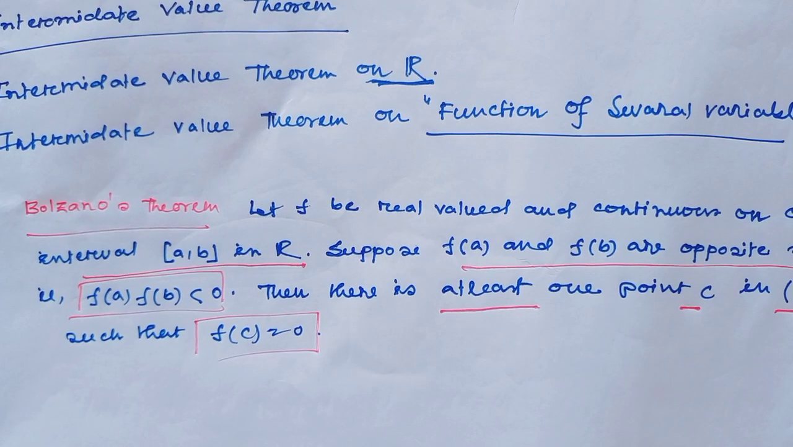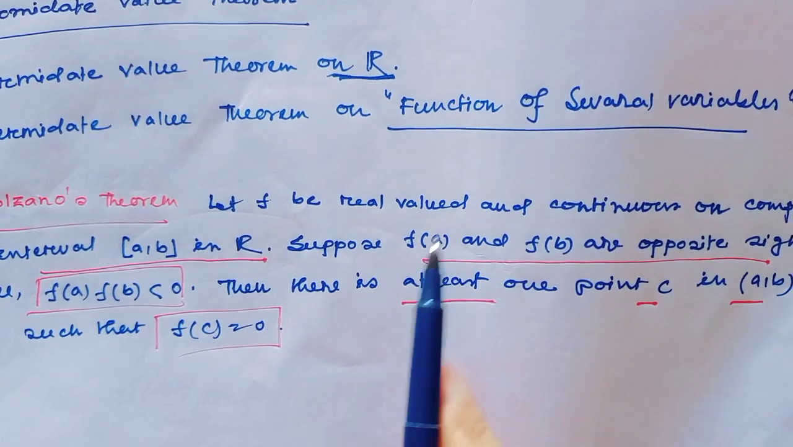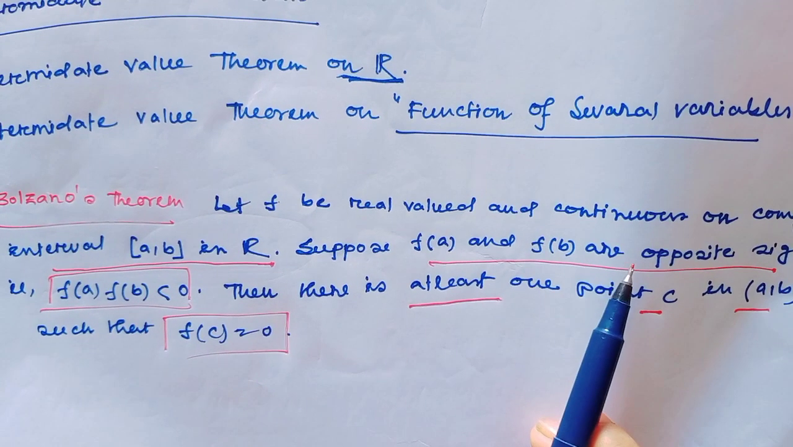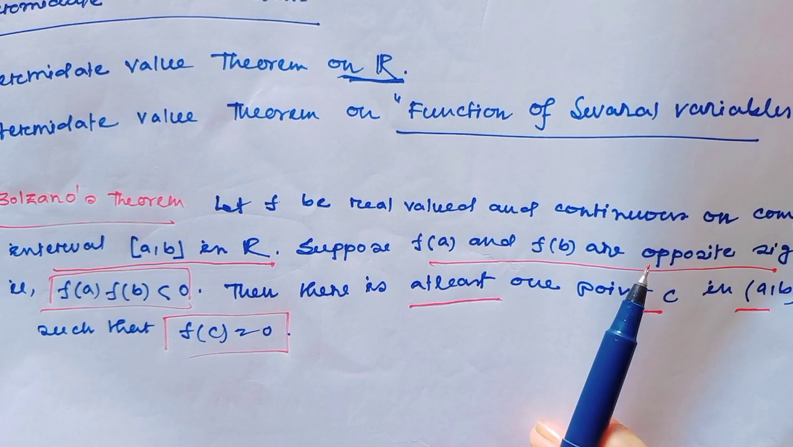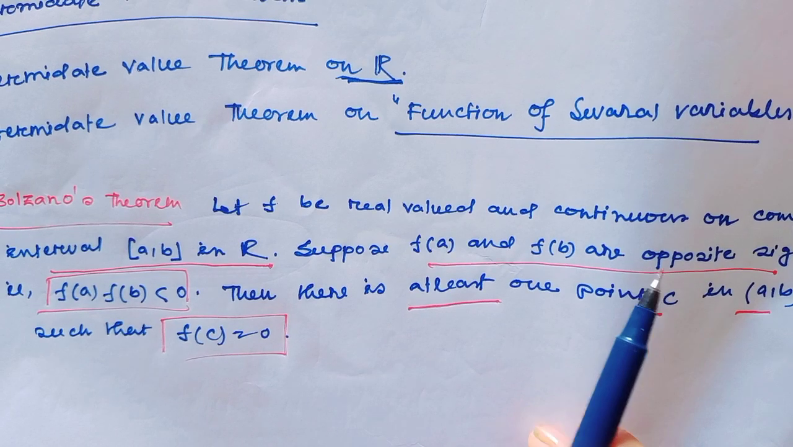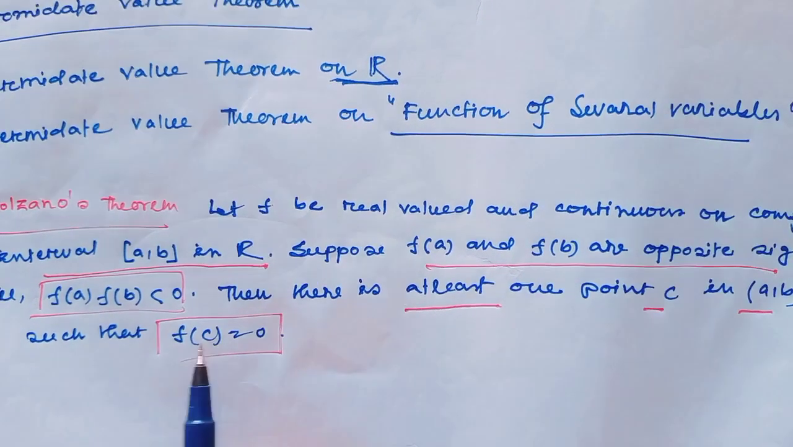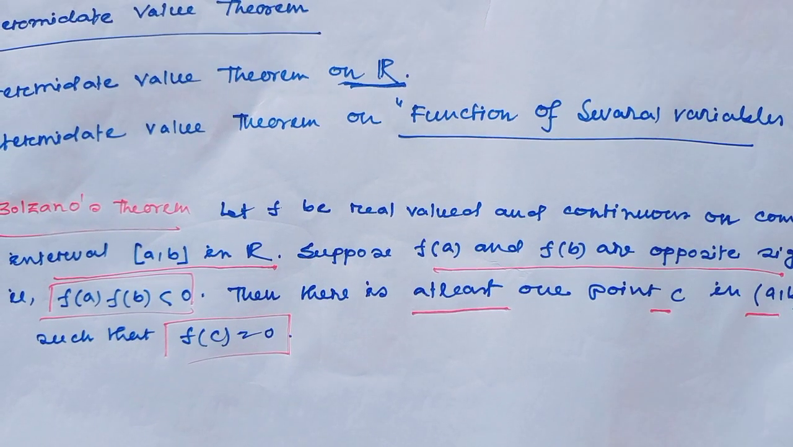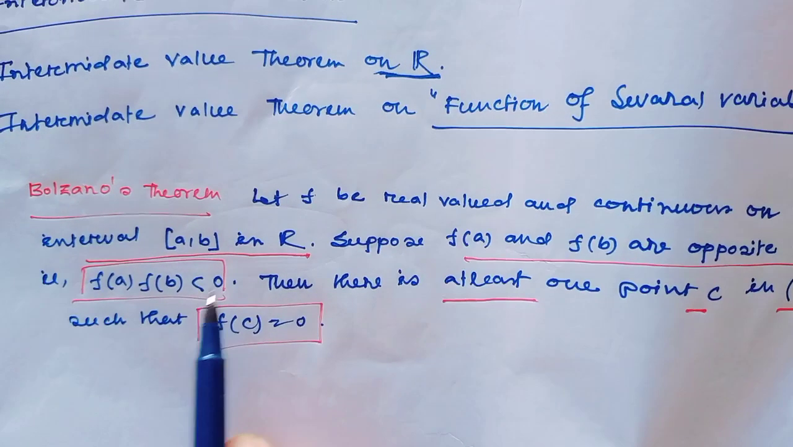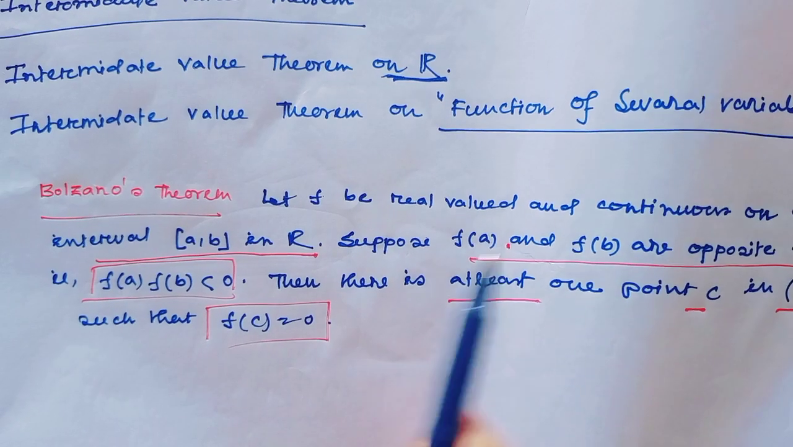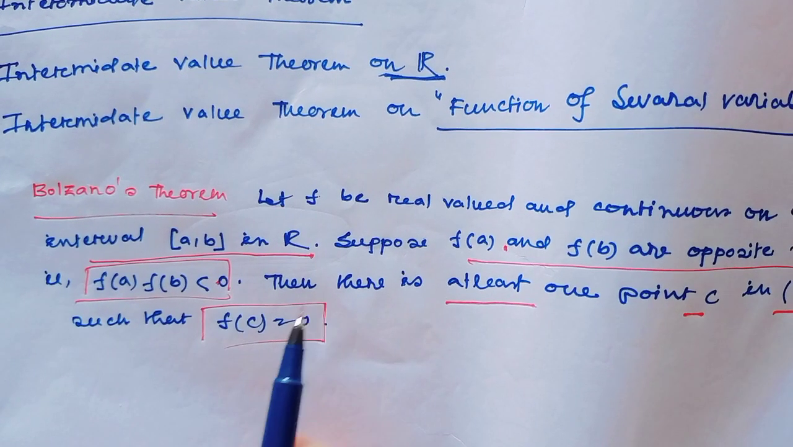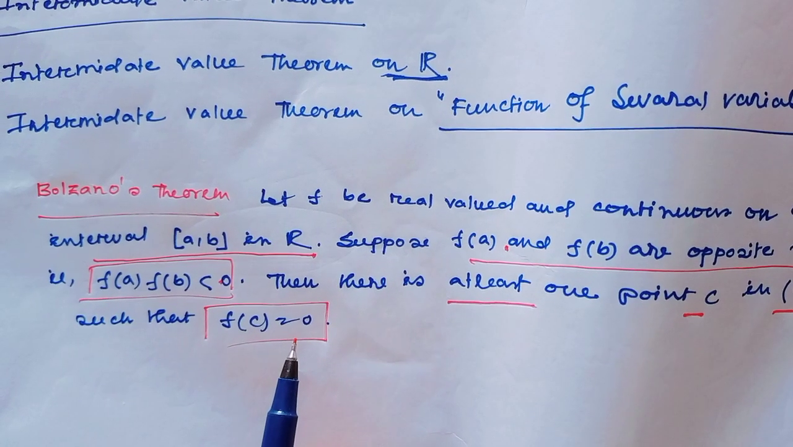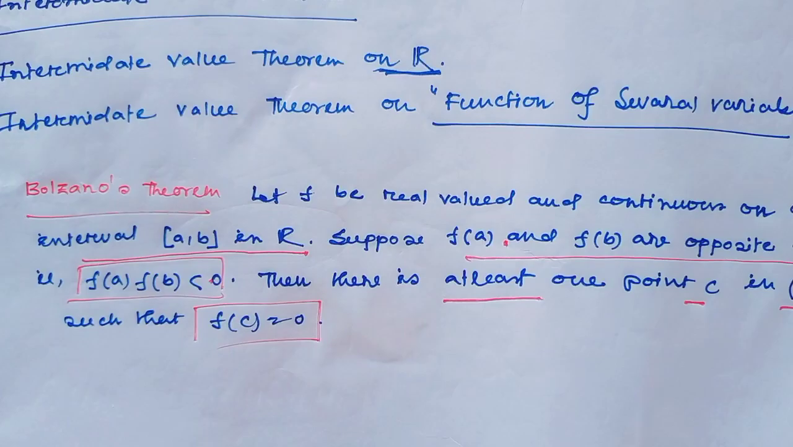Here, notice this condition is not a necessary condition. If this condition holds, then obviously there exists at least one point c such that f(c) equals 0, but there exist many functions which do not satisfy these two conditions. f(c) equals 0 means there exists a root, but a root does not always exist.